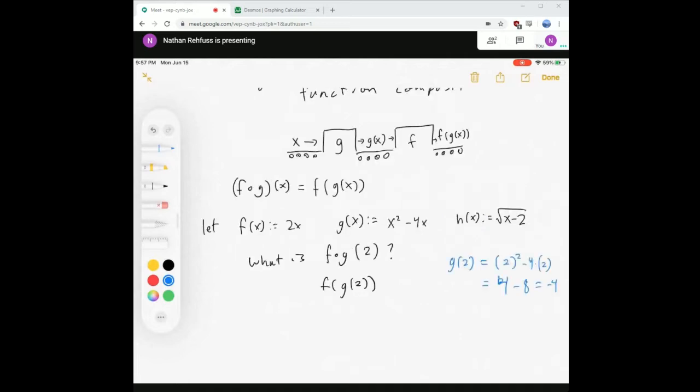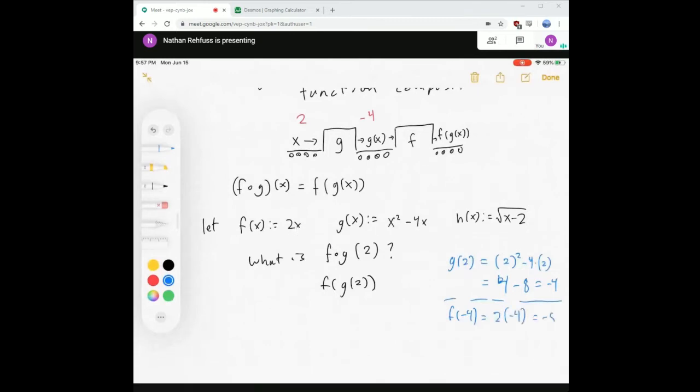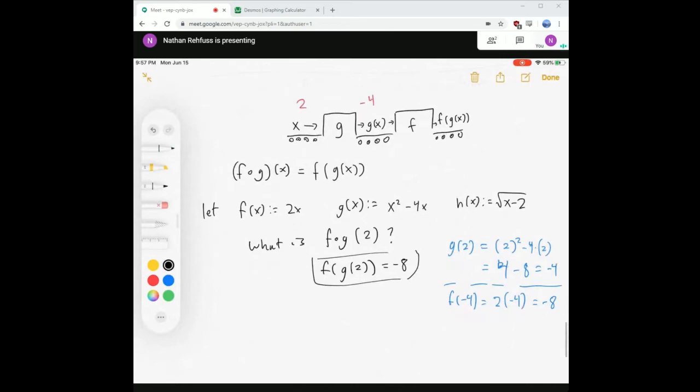So it's like I took a 2 here, plugged it into G, and G pumped out a negative 4. So now I'm going to take negative 4 and stick that in F. F of negative 4 is just 2 times negative 4. So this is negative 8. So F of G of 2 is negative 8. So that's how you do function composition.